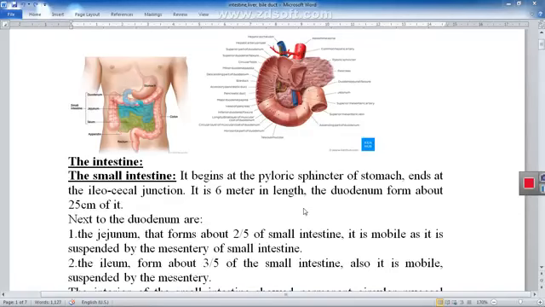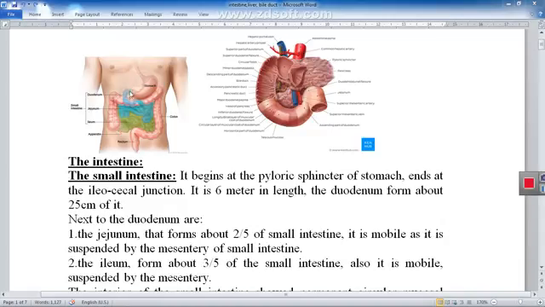This is a presentation of practical aspects for anatomy of the intestine, both the small and large intestine, and also anatomy of the liver and bile, the extrahepatic biliary apparatus. Starting with the intestine, and specifically I will start with the small intestine.